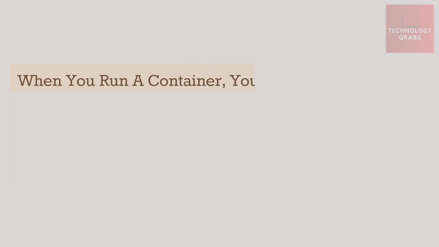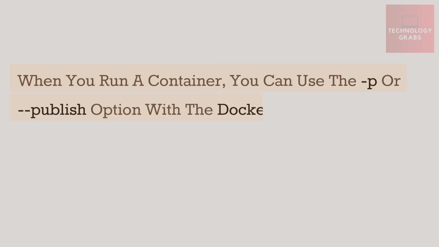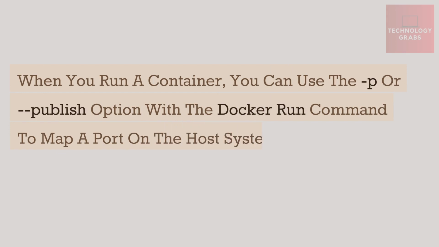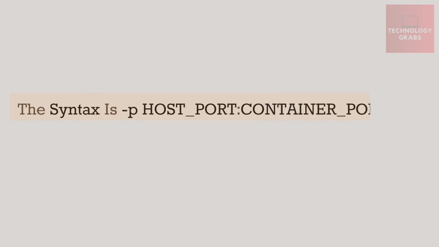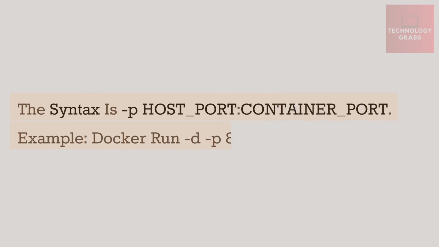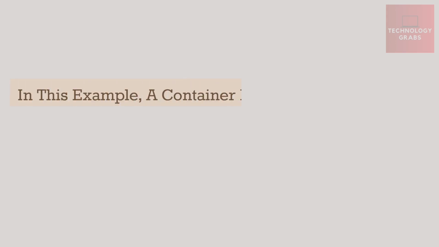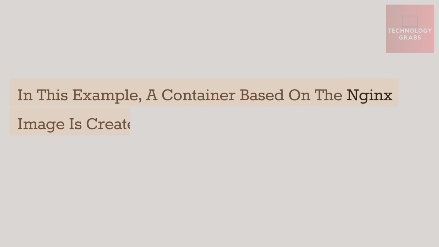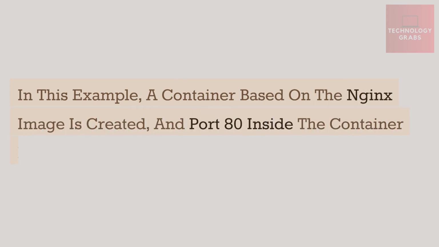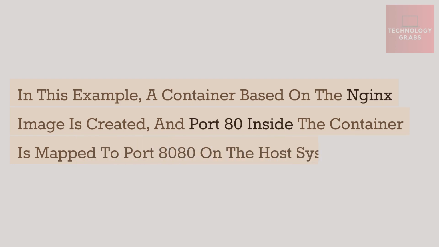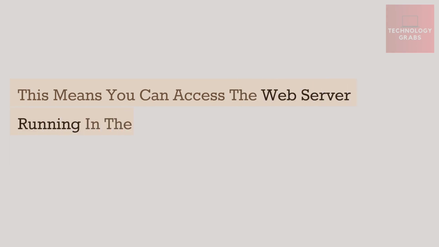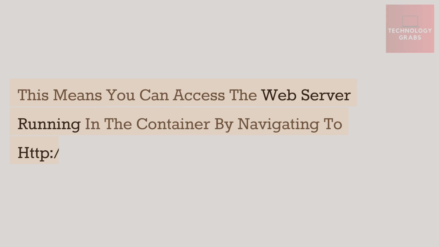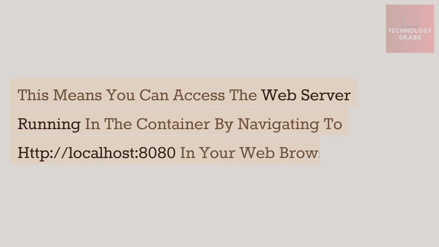When you run a container, you can use the -p or --publish option with the docker run command to map a port on the host system to a port in the container. In this example, a container based on the Nginx image is created, and port 80 inside the container is mapped to port 8080 on the host system. This means you can access the web server running in the container by navigating to http://localhost:8080 in your web browser.